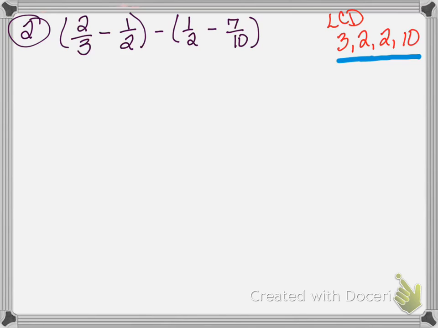Now, some students will say, well, why isn't it 60? 60 is a common denominator. It's just not the lowest. And once you get up into those numbers that are high, there's more opportunity for mistakes. So it's wiser to use 30, but it's not crazy to use 60.